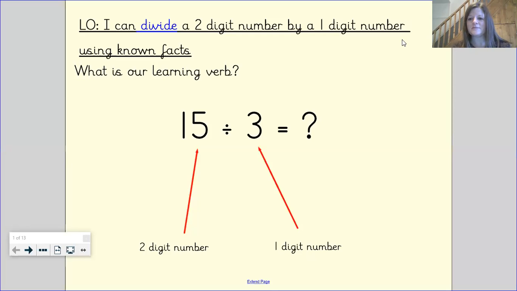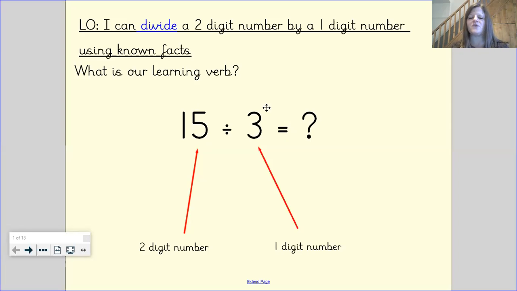So today's learning objective, we are carrying on with division, as we will be for a while. And today's task is I can divide a 2-digit number by a 1-digit number using known facts. So it's just using those facts that we know of our multiplication tables and using them to help solve a problem that gives us a 2-digit number. So what's our learning verb? We are dividing, and we've got a 2-digit number divided by a 1-digit number.